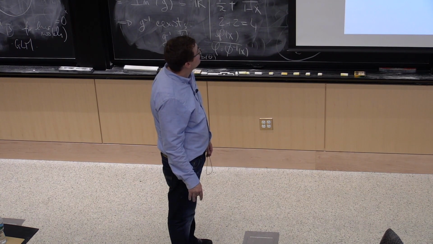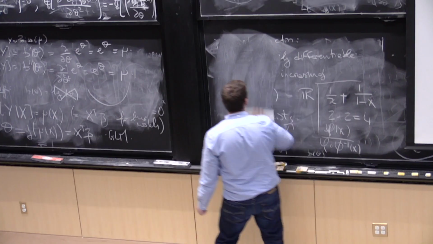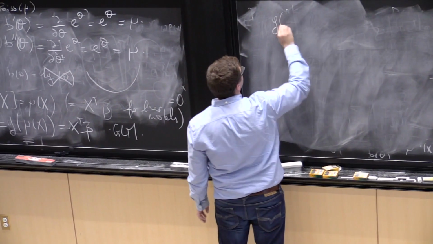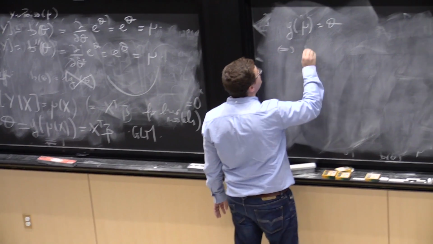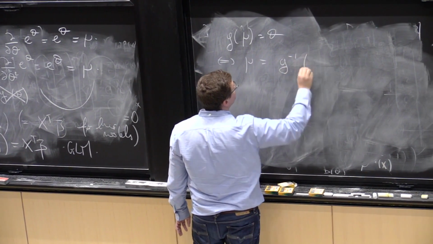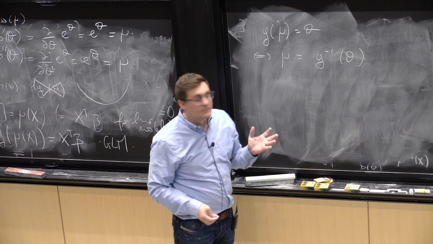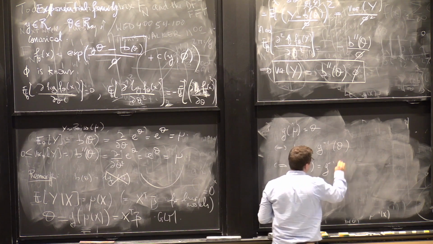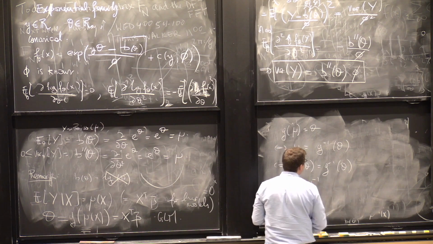Now what I claim, why do I have this? Well, we've already figured that out. The canonical link function is strictly increasing. So I want g of mu to be equal to theta, which is equivalent to saying that I want mu to be equal to g inverse of theta. But we know that mu is what? B prime of theta. So that means that B prime is the same function as g inverse.